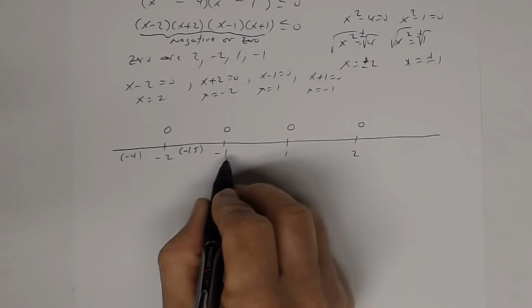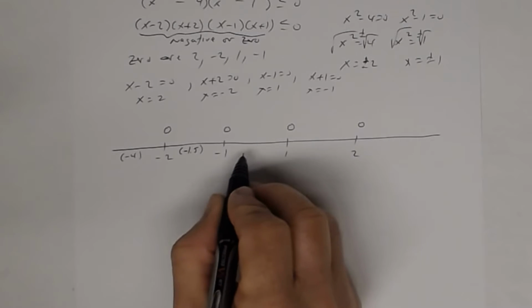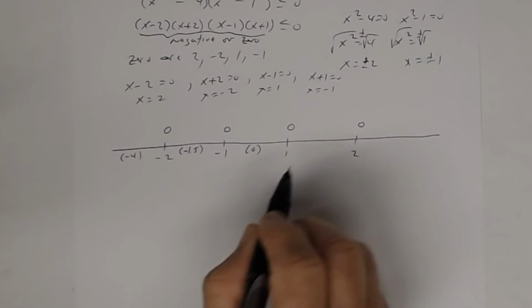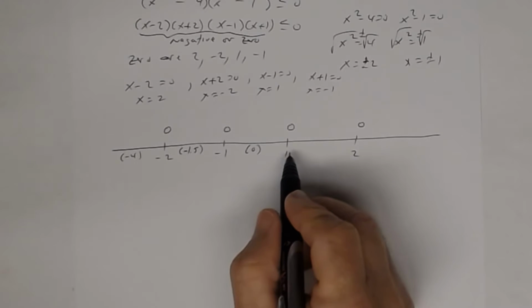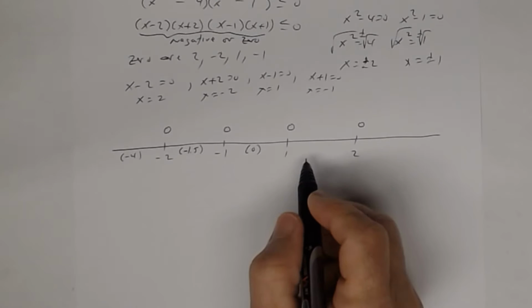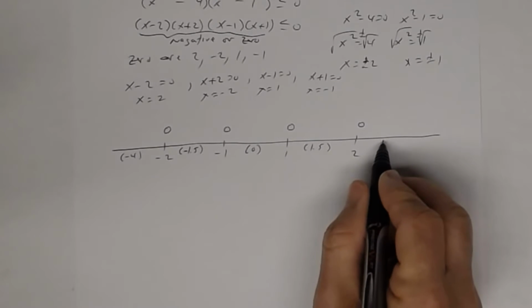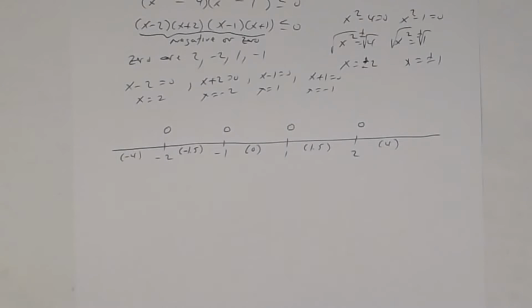Over here, from negative 1 to 1, there's only one integer. What integer is that? 0. Good. There is no integer between 1 and 2. There's an infinite number of numbers, but no integers, so let's use 1.5 in this case. And then over here, from 2 to infinity, we'll use 4. Okay, so those are my test points.